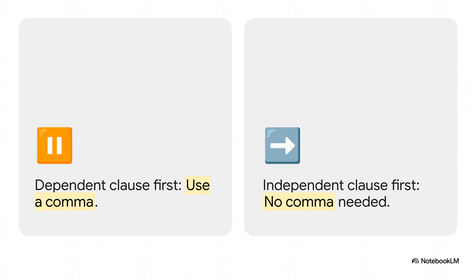But in pattern 2, if you lead with that strong independent clause, your subordinating conjunction acts as the hinge right in the middle of the sentence. No comma needed here. You just say, "we went for a walk, although it was cold."